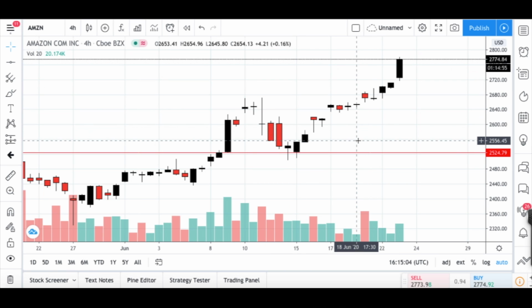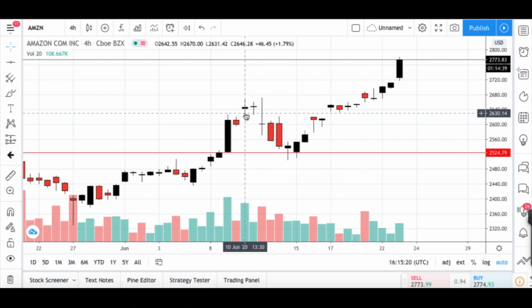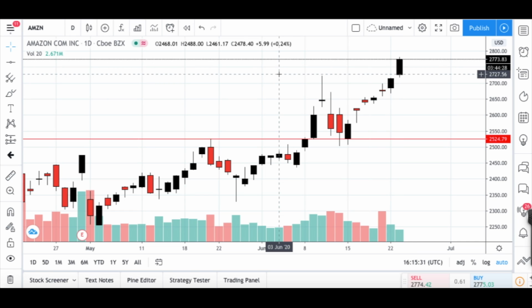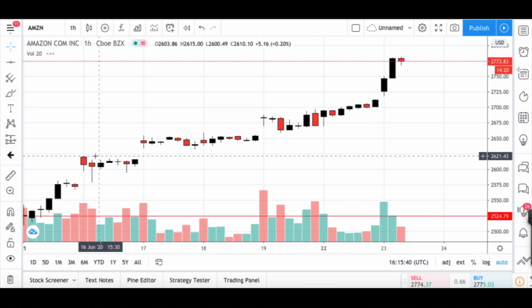The entry was at $2,556, and it went all the way to $2,783, which is about $200 worth of stock within 2 days. I think it's a 2-day trade. I know, so 1, 2, 3, 4, 5, 6 days. In 6 days, you have $200 worth of money in a stock. And why? Because you found the proper place to get into the trade.